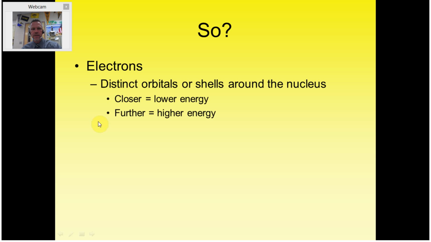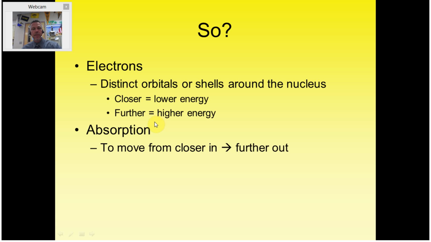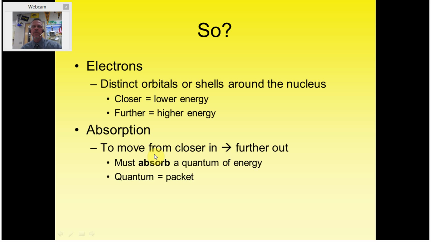And then the other piece to that is that the closer the electron is to the nucleus, the lower energy it is, and the further out, the higher energy it is. Okay. So if an electron is allowed to absorb some energy, it can go from a lower energy electron to a higher energy electron. It moves from a closer in orbit to a further out orbit. It has to absorb a certain amount of energy. It can't absorb any random amount.